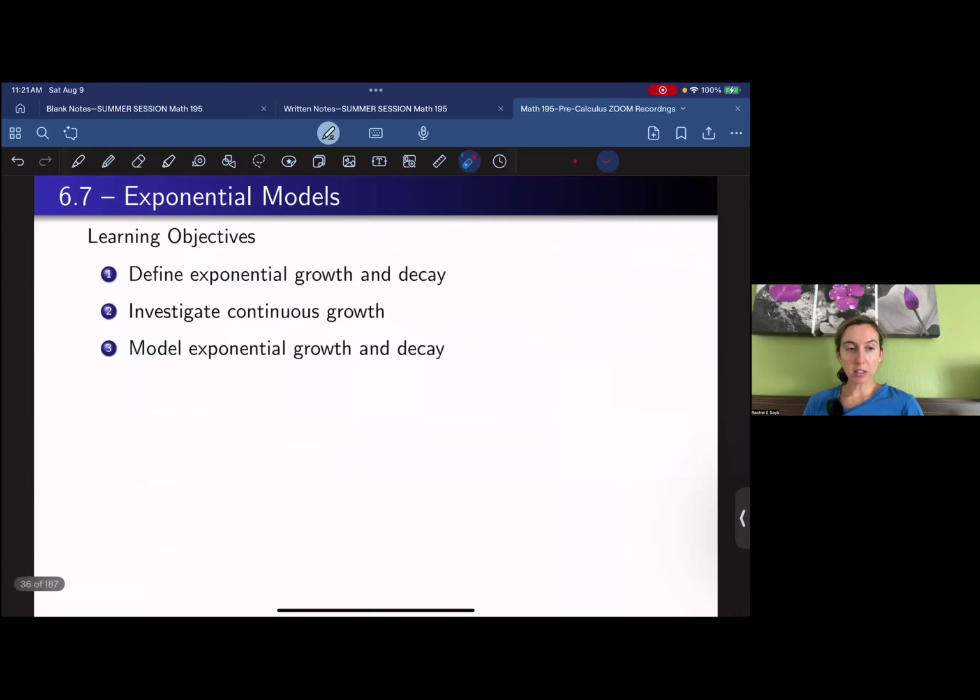So our objectives in this section are the following. We will define exponential growth and decay. We will investigate continuous growth, where we're involving e, that irrational number that we've spoken about a few lessons back. And then we'll model exponential growth and decay.